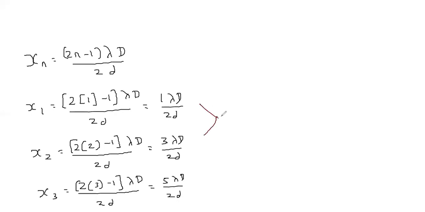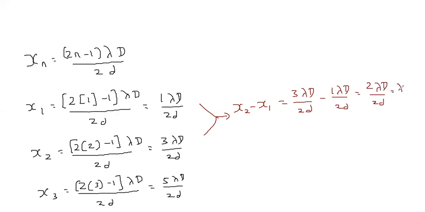So like the previous steps, what is x2 minus x1? It is the distance between the first two dark fringes. It is 3 lambda capital D by 2 into small d minus 1 lambda capital D by 2 into small d, equal to 2 lambda capital D by 2 into small d, which is lambda capital D by small d. Note that I pronounce capital D and small d clearly; you also do the same. Likewise, x3 minus x2 gives the same answer, and x of n plus 1 minus xn gives the same answer.